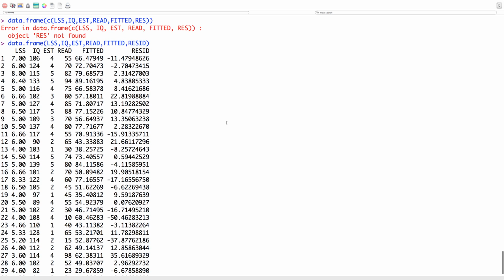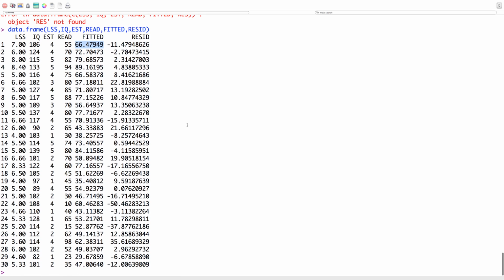All right, gang, so what we're doing here is, for the first observation, for example, from LSS, IQ, and EST with a read of 55. Using this student's LSS, IQ, and EST, we would have predicted a read of 66.48. Notice the residual is negative 11.5, because the read is about 11 units less than what we predicted.